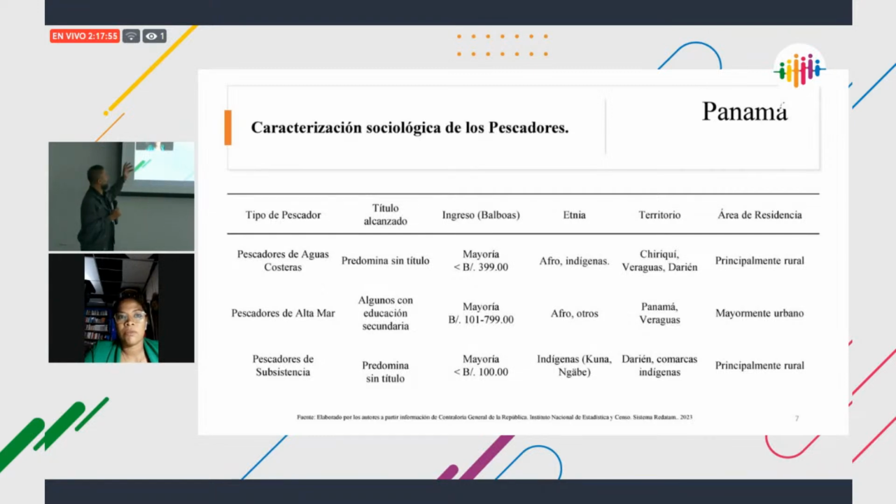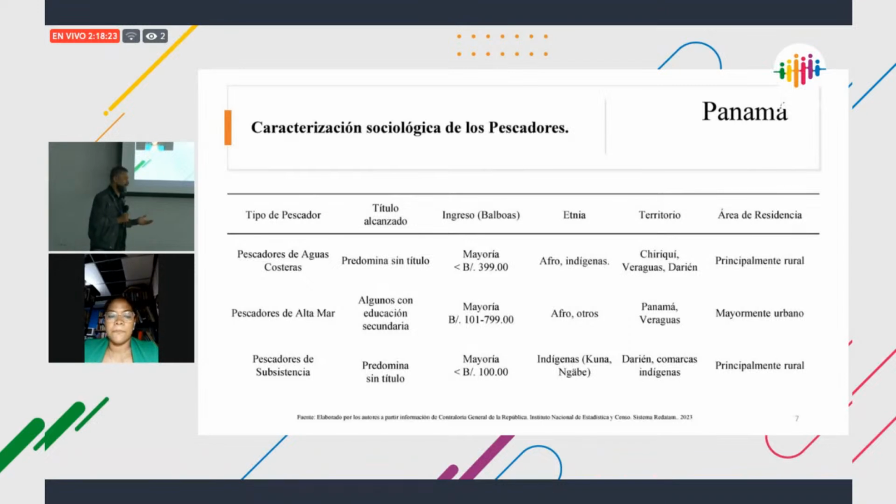In Panama, we did this matrix based on the type of fisher, titles or studies, income, and the area where they live, more than 60% is rural area. So let's start with that. There are three categorizations in the census. It used to include river fishers, but that disappeared. In 2010, that was projected as 46. This started reducing.